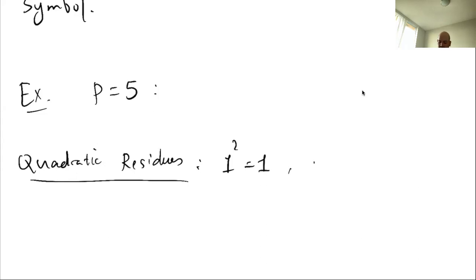What else do we have? 2 squared. 2 squared is 4. We also have 3 squared. 3 squared is 9, but 9 is the same as 4, right? Because we are in Z5.